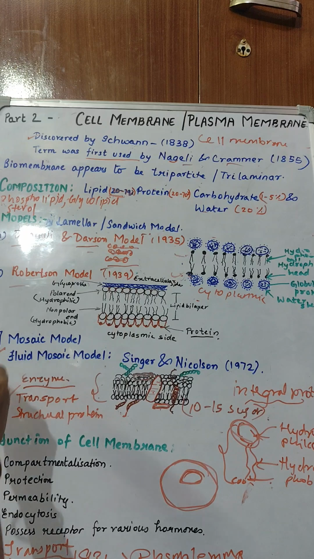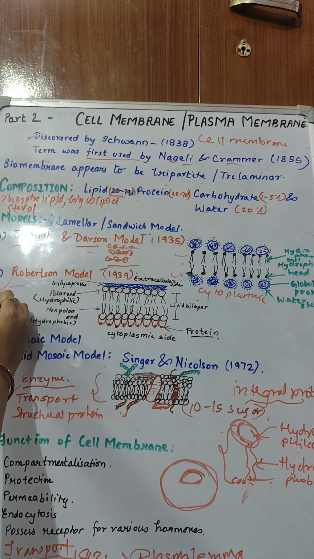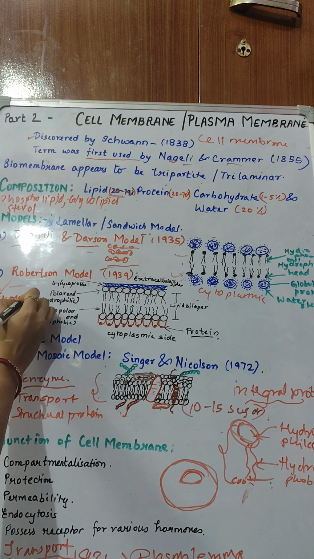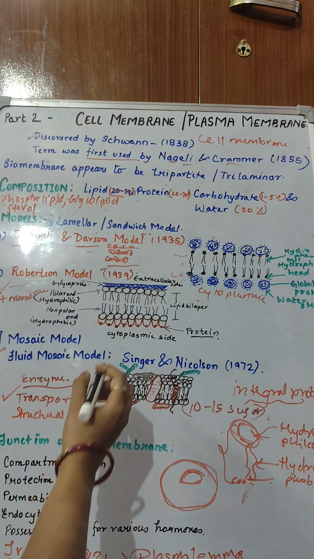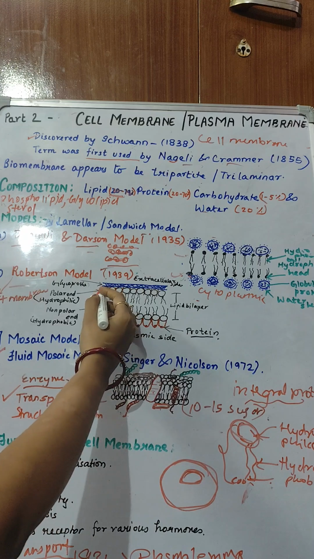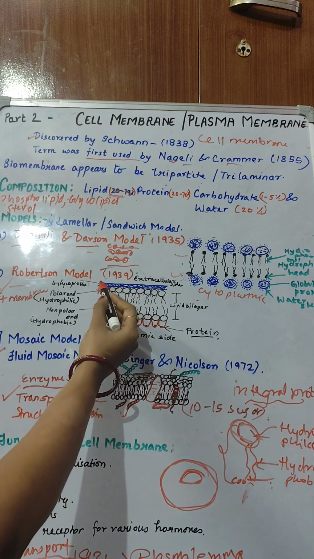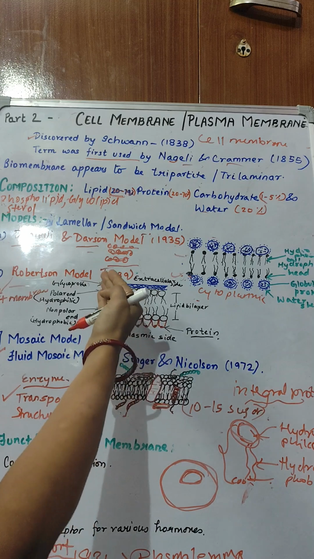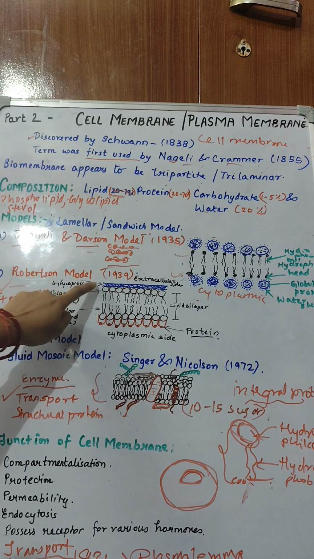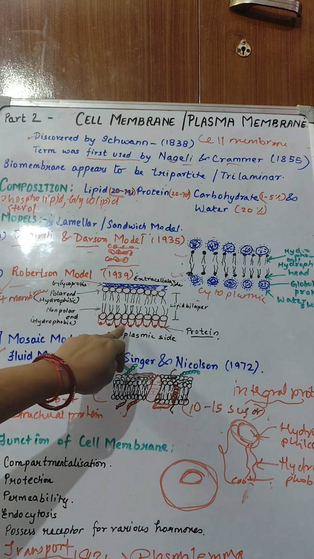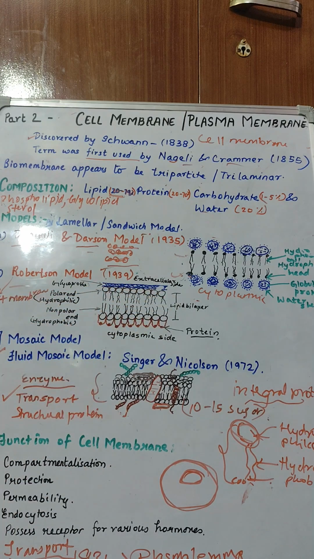Now the Robertson model, he gave the model named unit membrane. He said that it is a unit membrane. He modified the same Davidson model and he said that it is a phospholipid bilayer, and the phospholipid bilayer has protein on either side. You can see the extracellular side has a glycoprotein like this, and this cytoplasmic side has some protein. So he modified that model and said that it is the unit membrane model.